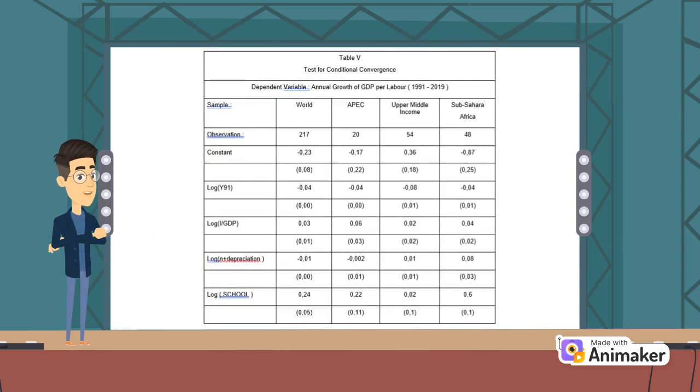By analyzing the table 5 regression, the observation of log initial years shows that all sample measures are significantly negative. Log investment per GDP observation for the world sample, APEC, and sub-Saharan African shows a significantly positive sample, in contrast to the upper middle income sample, which is not significant. After that, the log labor growth plus depreciation observation for the world sample shows a negative significant sample, and sub-Saharan African shows a positive significant sample. Meanwhile, the APEC sample shows an insignificant negative sample, and the upper middle income shows an insignificant positive sample. In the last observation, log schooling years, all samples show a significantly positive sample.